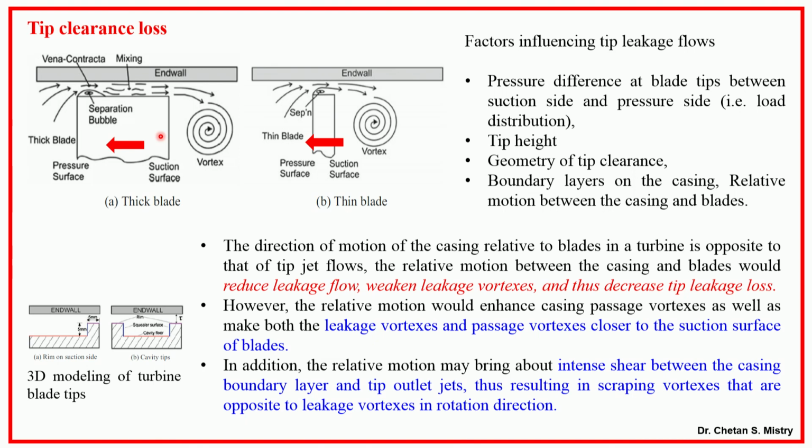Now, in order to deal with the occurrence of this vortex, people are preferring different kinds of end wall shapes. Suppose you consider, they have kept the rim on the suction surface, they have kept the cavity in this region. So in detail they are studying the 3D modeling for these tip shapes.